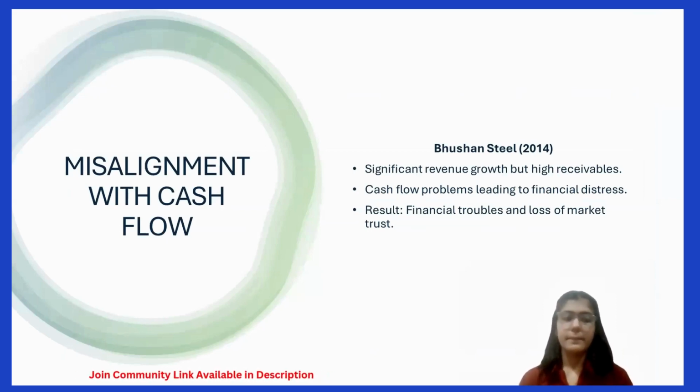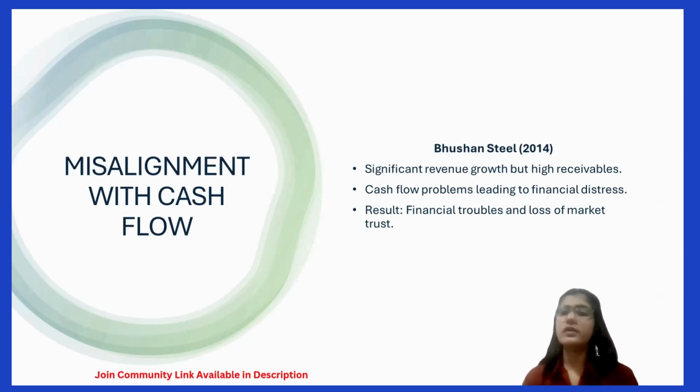The next is misalignment with the cash flow. We'll take another example of Bhushan Steel, which is now taken over. It demonstrated misalignment with cash flow in 2014. The company reported significant revenue growth and a large increase in accounts receivable. Also, it indicated that the company was not collecting cash effectively. This led to severe cash flow problems, contributing to financial distress.